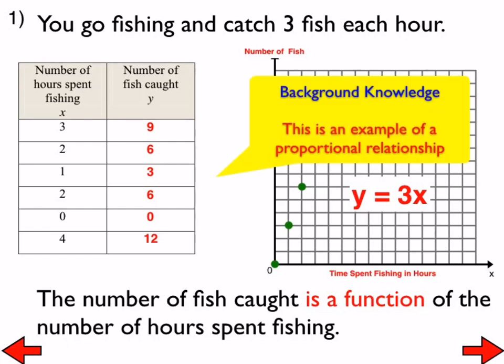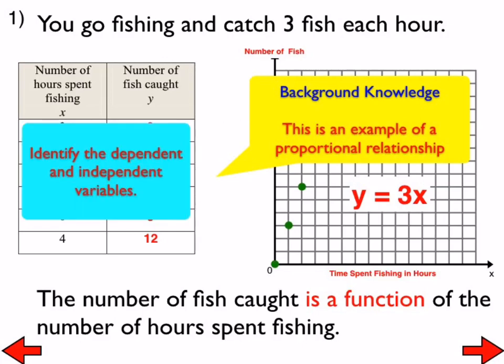Also, this is an example of a proportional relationship because the graph appears to be linear, goes through the origin, and the equation is of the right form. In addition to that, the independent variable is the number of hours spent fishing. Can you add that to your notes, please? And the dependent variable is the number of fish caught. And the reason is because the number of fish being caught depends on the number of hours that you fished. And that's how you always make that determination. One thing has to depend on another. And whatever that thing is, that is the dependent variable.